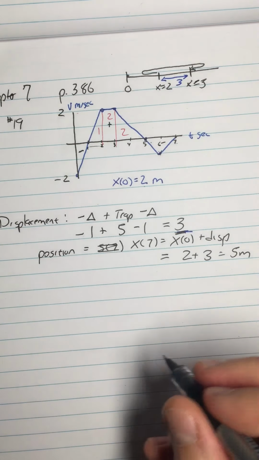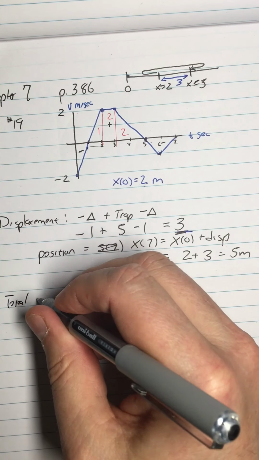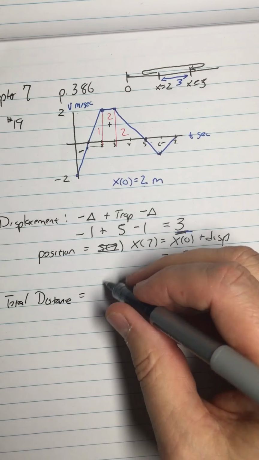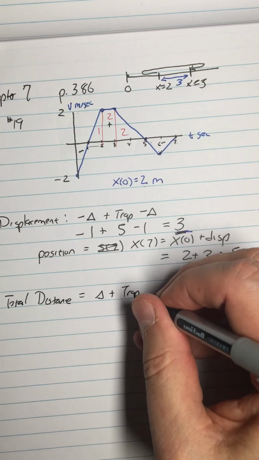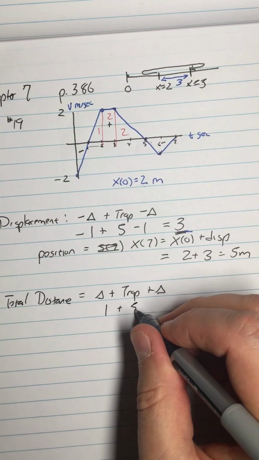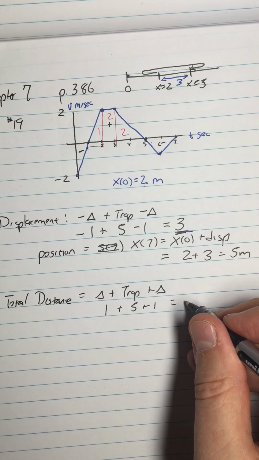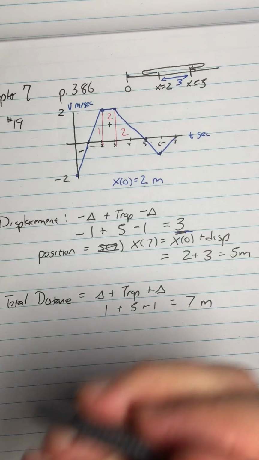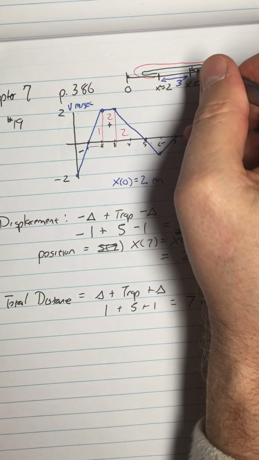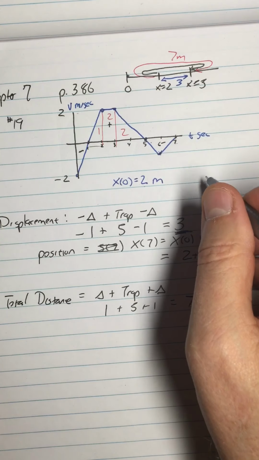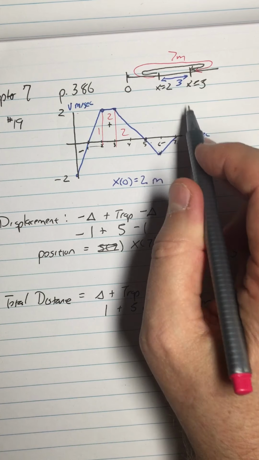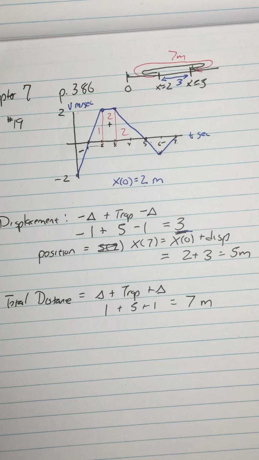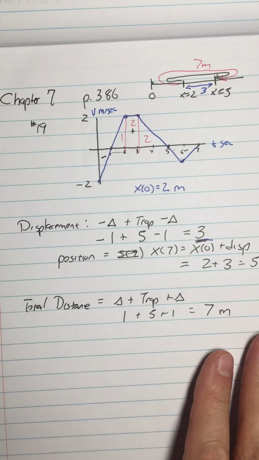Now what about total distance? Total distance is going to be different from displacement. For total distance, I just consider all the areas to be positive. So I'd go triangle plus trapezoid plus triangle. That's 1 plus 5 plus 1, which is 7. Yeah, 7 meters. So that tells me that the total distance this thing went, from here to here to here, is a 7-meter journey that it took to end up 3 meters from where it started, at position x equals 5 when it started at x equals 2. All right, so that's using a graph to answer distance and displacement problems.